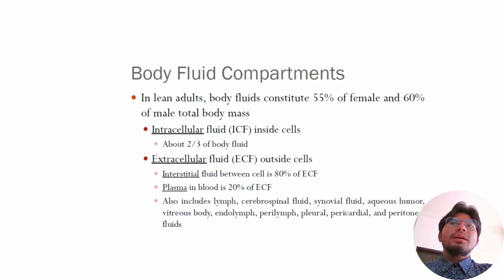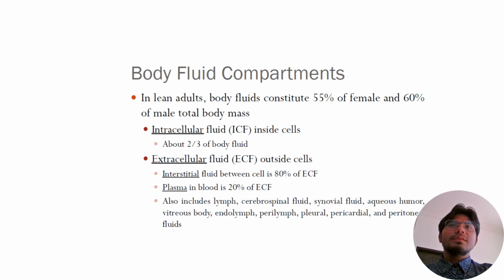In adults, the fluids contribute quite a high percentage to the total body mass. For example, they contribute 55% and 60% of the total body mass in female and male respectively. So if a male adult has a body weight of 100 kilograms, then 60 kilograms is contributed by total body fluids in his body.